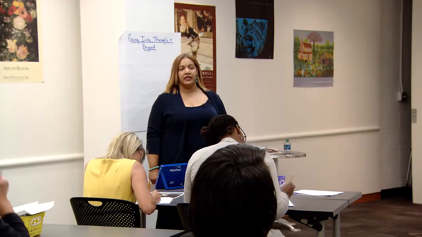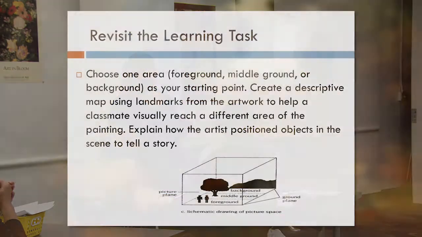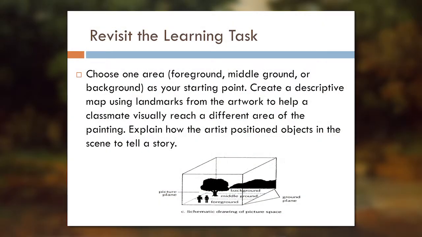All right, we're going to revisit our learning task. Choose one area from the foreground, the middle ground, or the background as your starting point. You're going to create a descriptive map using landmarks from the artwork to help a classmate visually reach a different area of the painting. You'll explain how the artist positioned the objects in the scene to tell a story. Okay? You can start, obviously, with the captions. We might have to give a topic sentence, right, to lead us into that, and maybe some background information. But we've set ourselves up for success in order to do that.